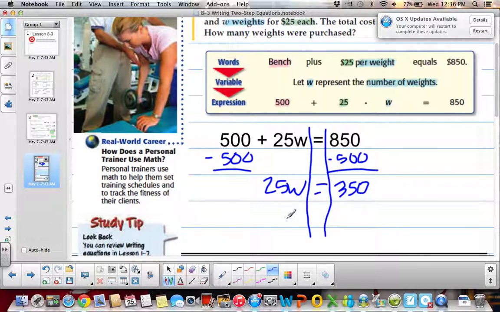Then we divide both sides by 25. And we get 350 divided by 25. I just want to check it on my calculator, even though I know that 25 goes into 100 4 times. We can multiply that by 3, we get 12. Then 25 goes into 50 2 times. So then that's 2 more times, so it should be 14. So that tells us that he bought 14 weights.